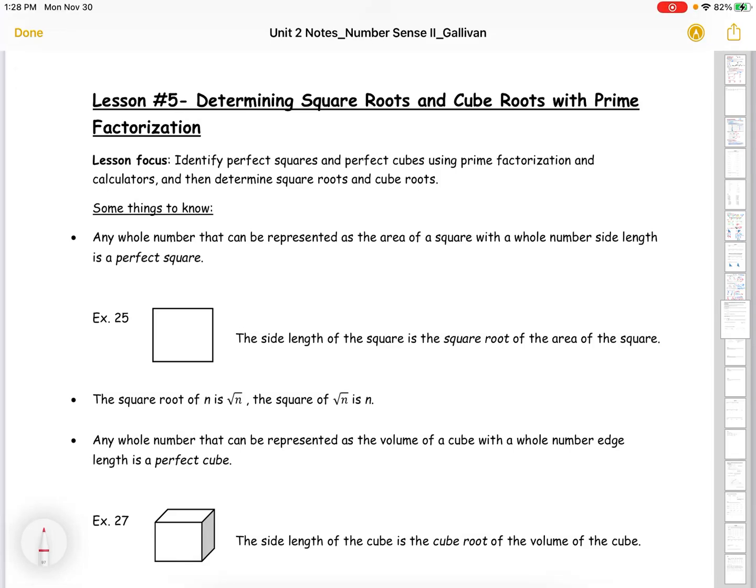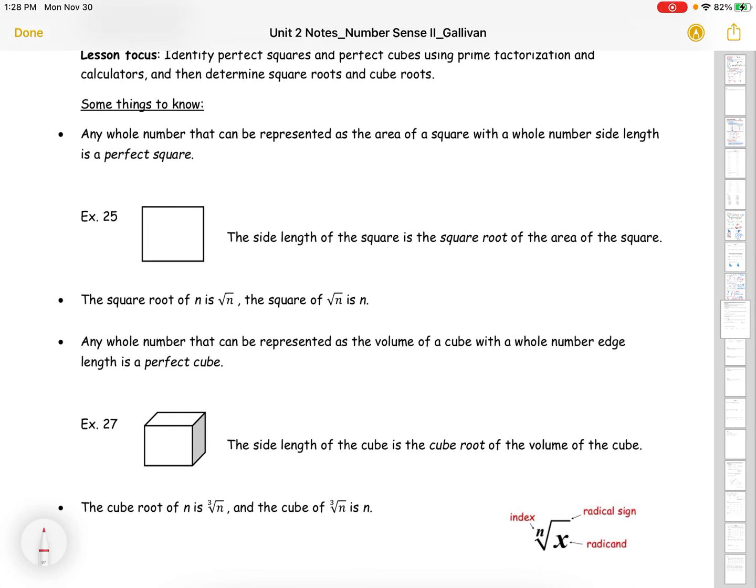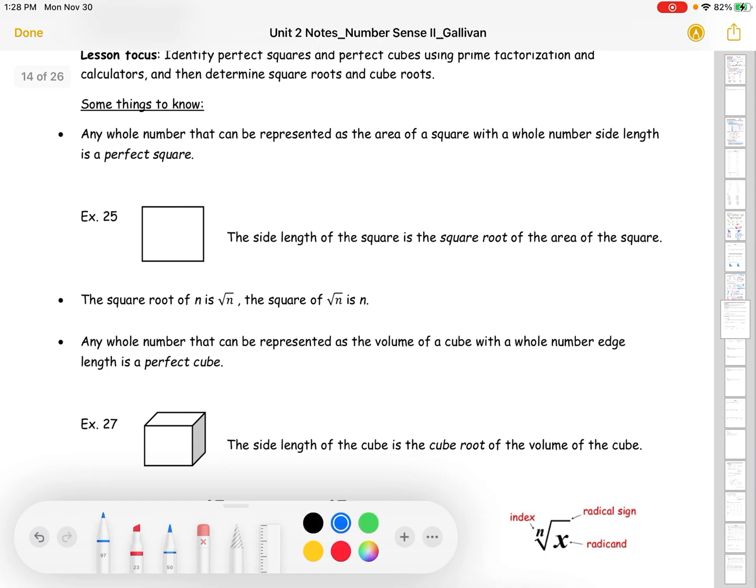Okay, for lesson 5, we're going to be determining square roots and cube roots with prime factorization. Now that we've learned how to do prime factorization, we're going to use that to help us identify perfect squares and perfect cubes. We can also use our calculator, but if they're perfect, there is a way to figure them out using prime factorization. So, some things to know.